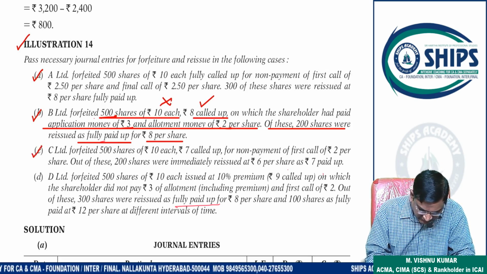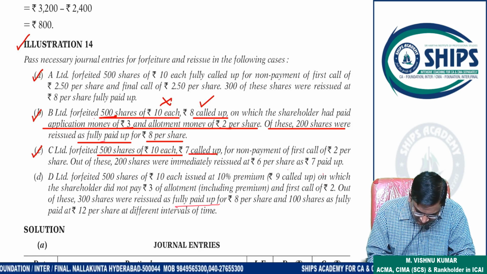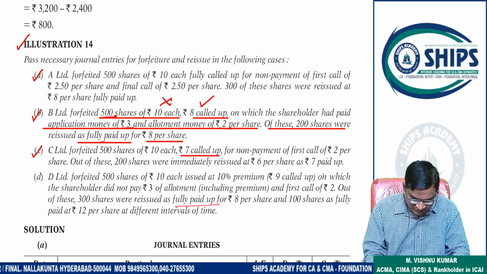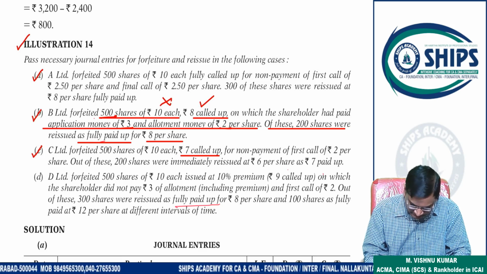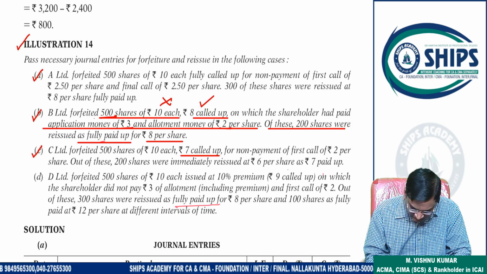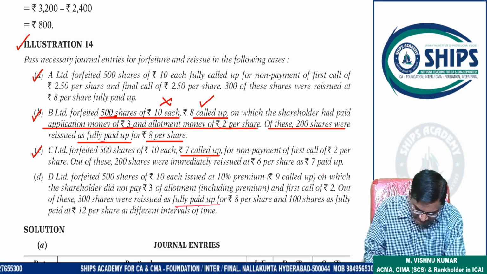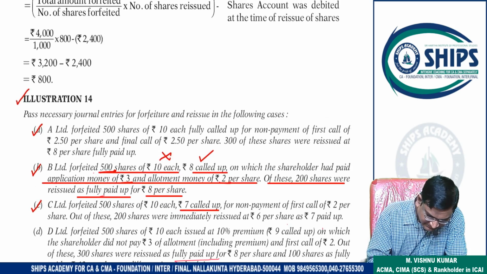C Limited forfeited 500 shares of 10 each, 7 called up. So here this is important: how much is called up? 7. When shares are forfeited, the entry will be recorded according to 7; 10 will not come. For non-payment of first call. Out of these, 200 shares were immediately reissued at the rate of 6 per share as 7 paid up. So very simple. First we have to write this entry.